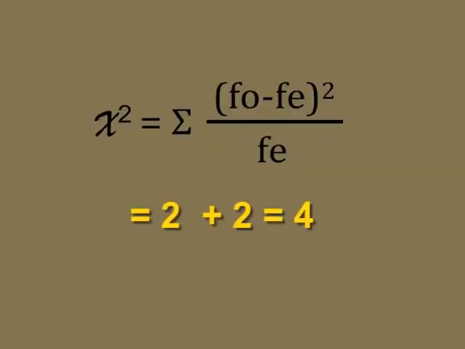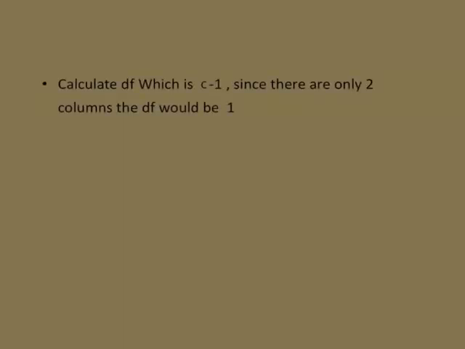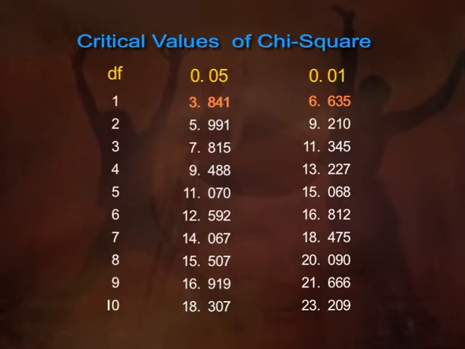Applying the formula gives us the chi-square value. Chi-square is equal to sigma of FO minus FE whole square divided by FE, which equals 2 plus 2, that is 4. Now let's calculate the df, which is C minus 1. Since there are only 2 columns, the df would be 1. With df of 1, the table value of chi-square at 0.05 is 3.84 and at 0.01 it is 6.64.